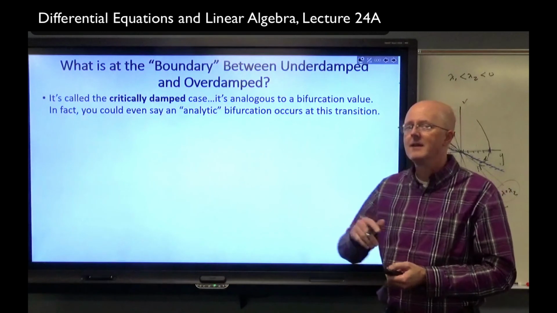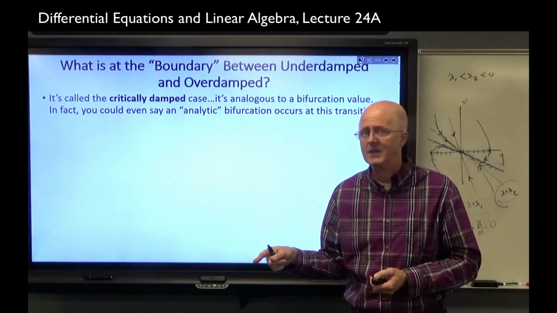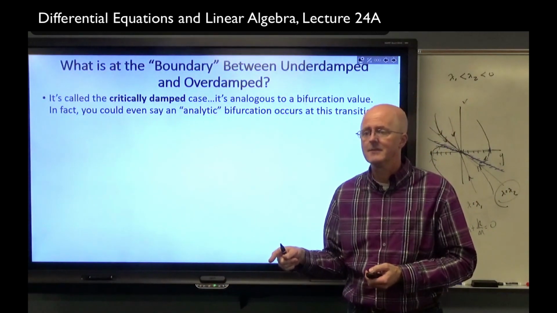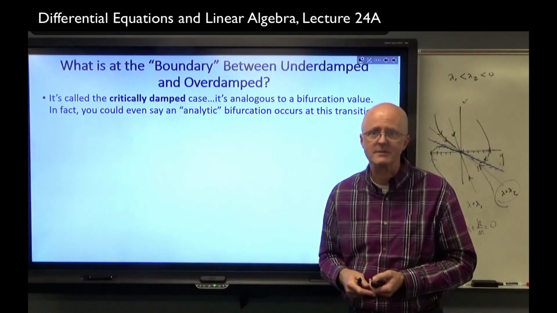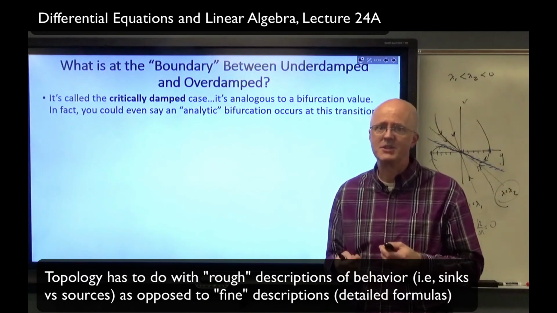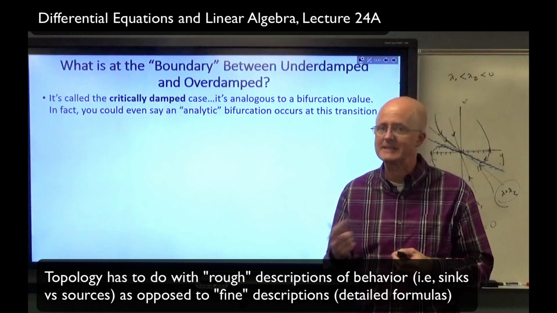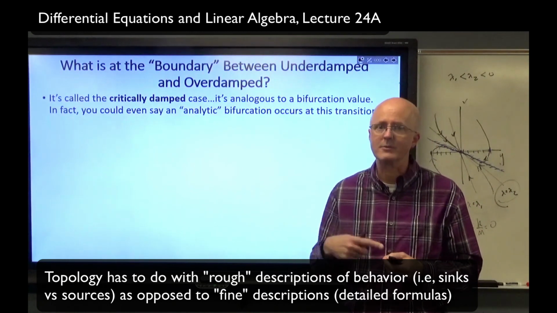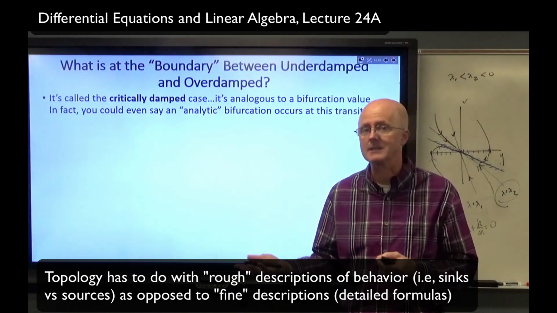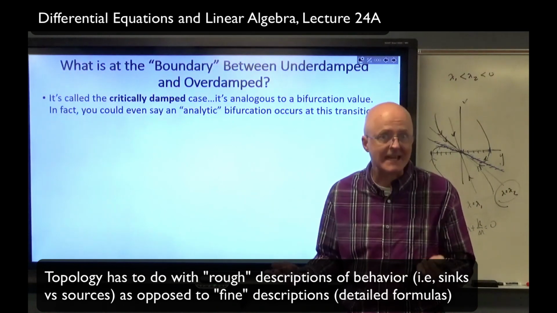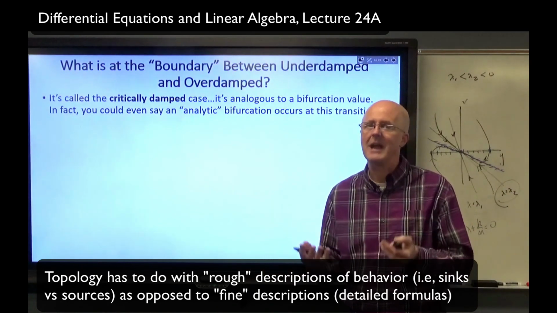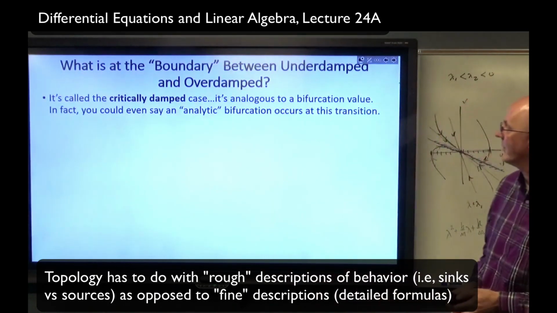There are other kinds of bifurcations we're going to talk about soon that are called topological bifurcations. And in a nutshell, a topological bifurcation does not occur when you go from underdamped to overdamped, spiral sinks to non-spiral sinks, say, because it's still a sink. Topologically, it doesn't matter whether it spirals or not.